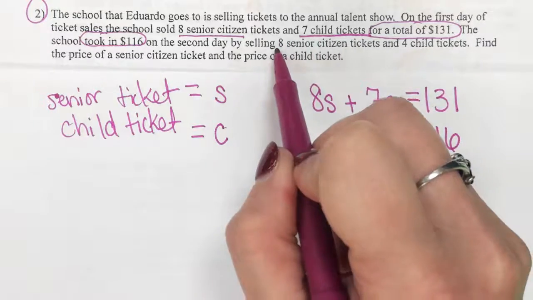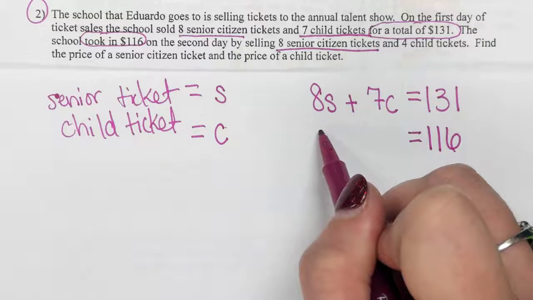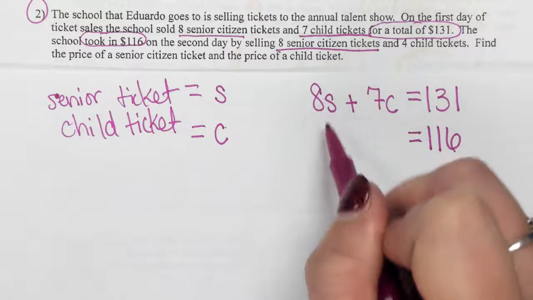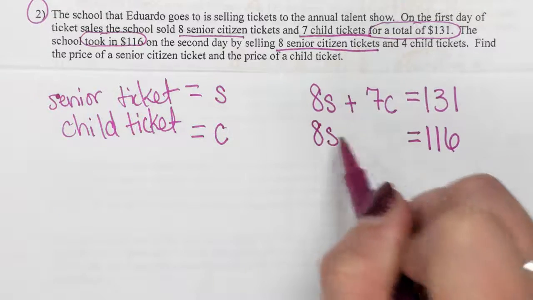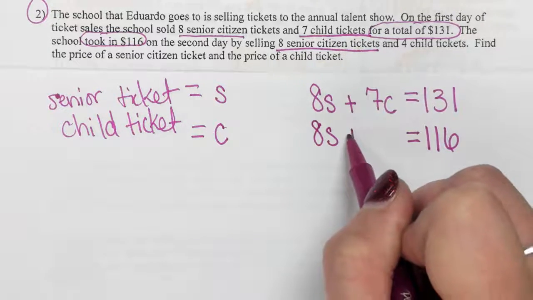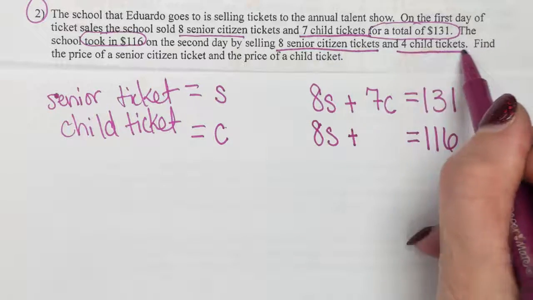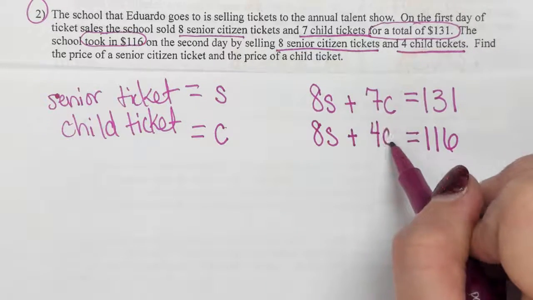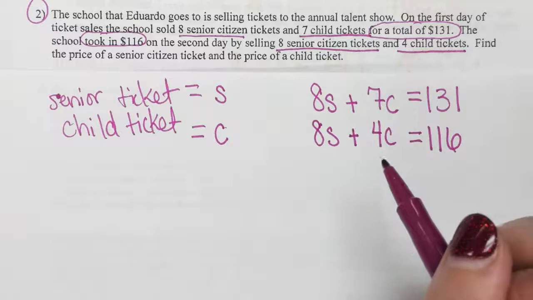All right. So then we had 8 senior citizen tickets again. So what do I write there? 8S. And I'm going to line it up with the other S that I already have. So it's going to go 8S. And then if we're taking in money, we're going to add. And then we had 4C. We're going to line that up with the other C. Do you see how my variables line up? And then what do you think we need to do?